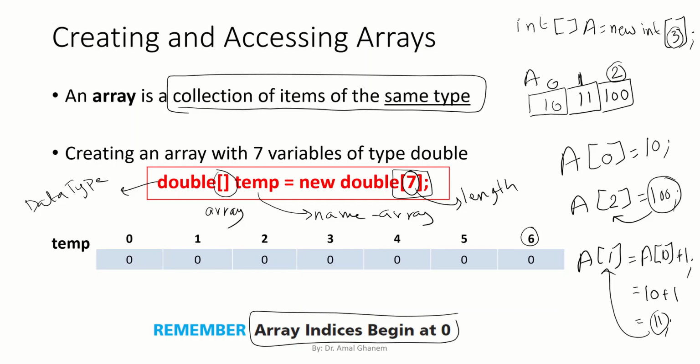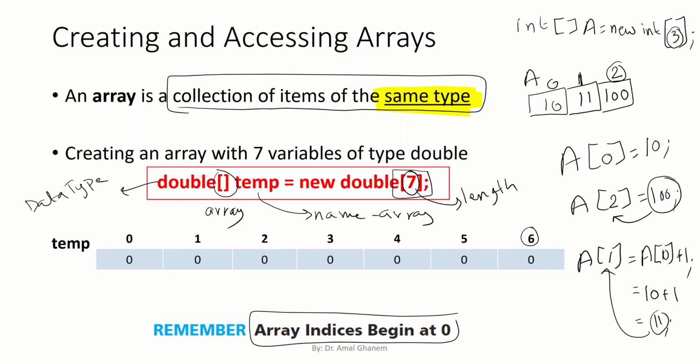Now always remember, your arrays will always have the same data type. So always remember this. I cannot have an array that is a mix of double and integer. All of them are double or all of them are integers. We cannot have a mix.